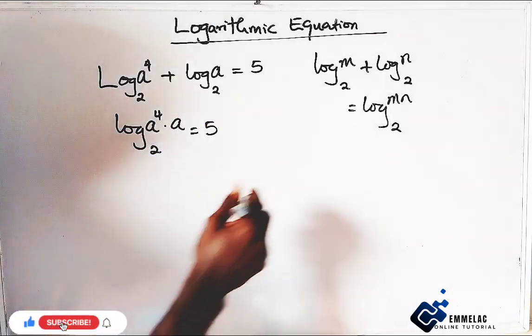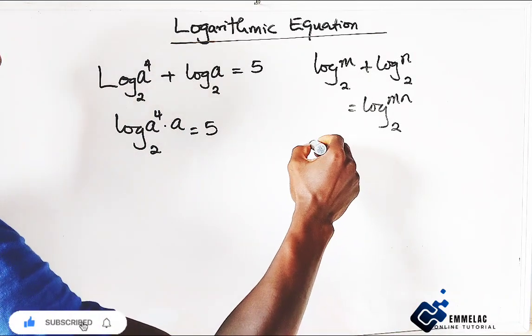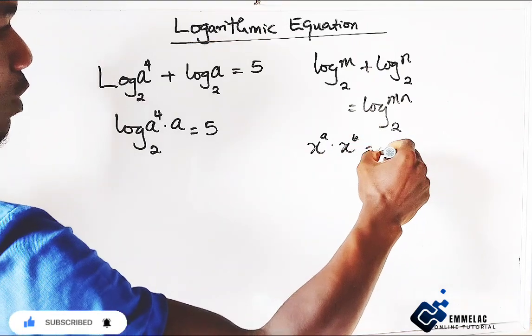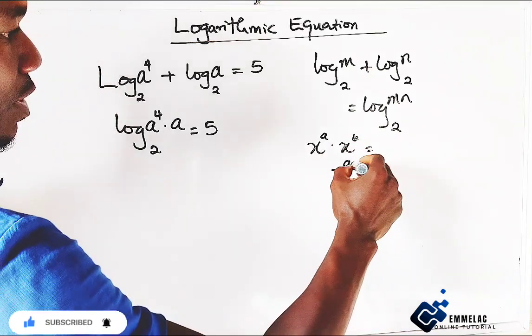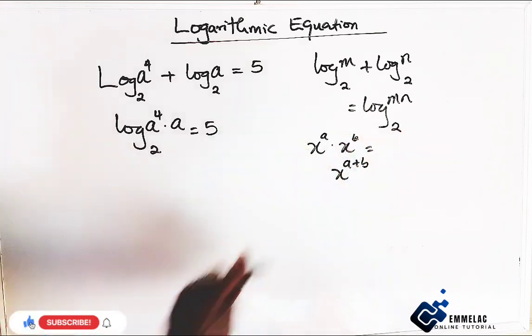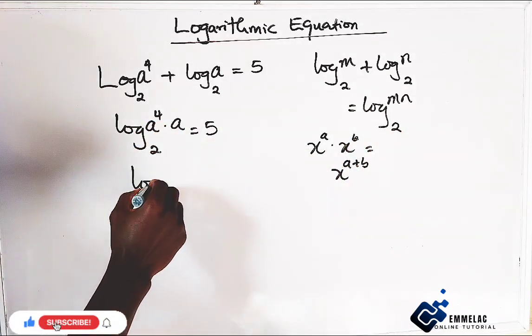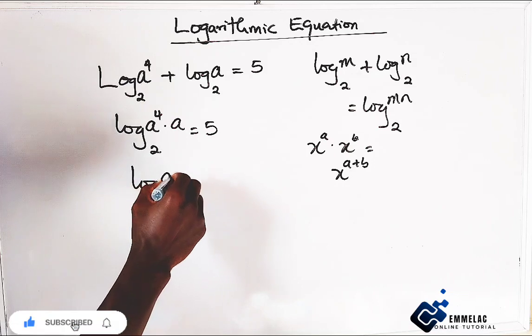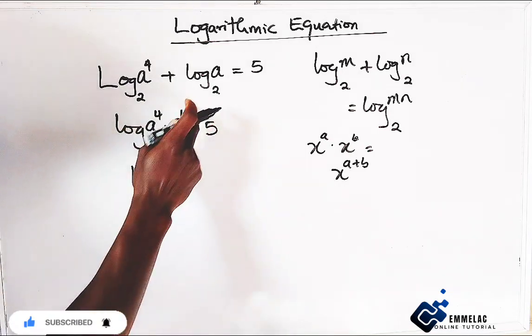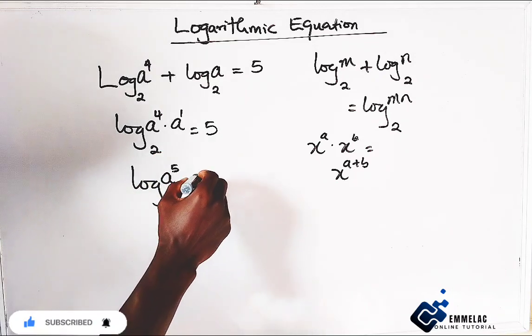And let us also recall in the laws of indices that when you have x raised to the power of a times x raised to the power of b, you have x raised to the power of a plus b, as long as they have the same base. Now you add their powers. In the same vein, here we have log a raised to the power of 5, because each a has a power of 1, and when you add them you have 5.